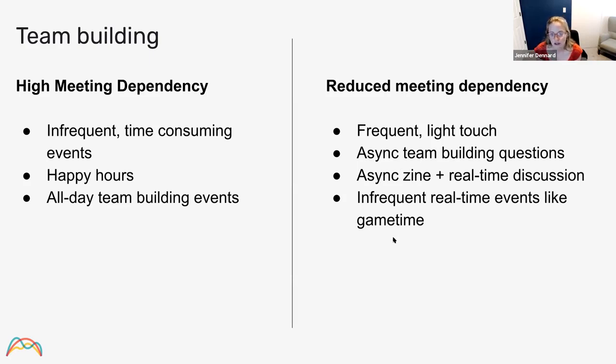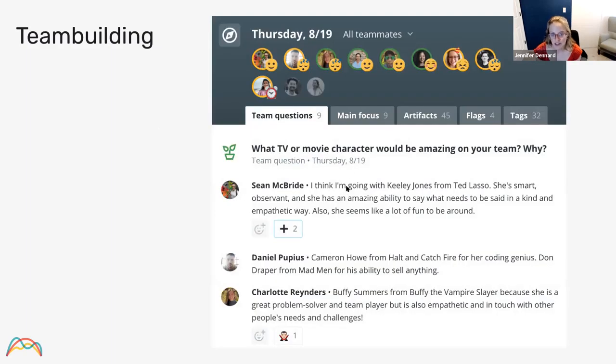And at Range, what that looks like is we answer team building questions every day. So recently, this is one of my favorites, about what TV or movie character would be amazing on your team. Turns out we have a lot of Ted Lasso fans. Several people mentioned Keeley Jones or Ted Lasso on the team. And this actually sparked real-time conversation in meeting, even though folks were responding to these questions asynchronously. And I think this was something that Juan Pablo mentioned earlier as well, which is that folks have different ways of wanting to engage.